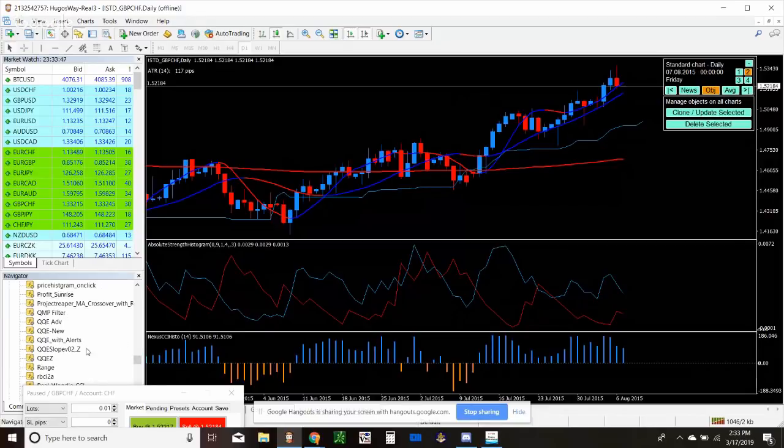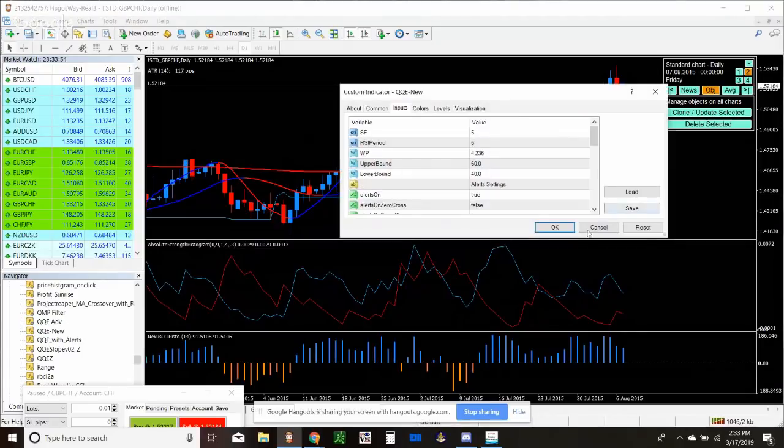Let's see, got a few QQEs here. Let's take a look at this one. I've downloaded a bunch of these, but I'm not really sure. I hate alerts, so we're going to turn them off.